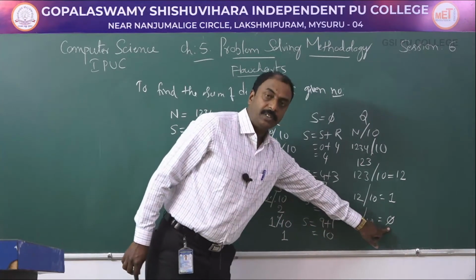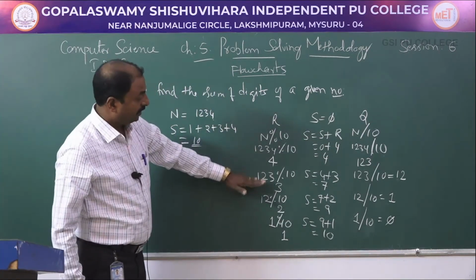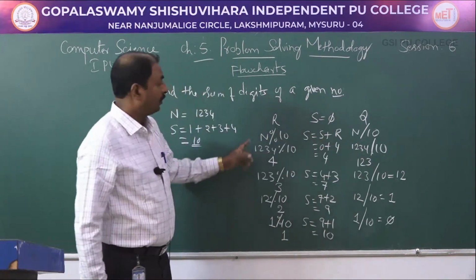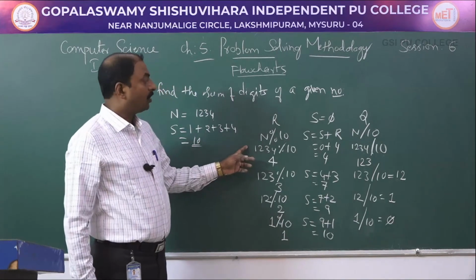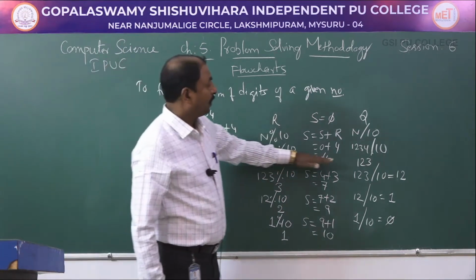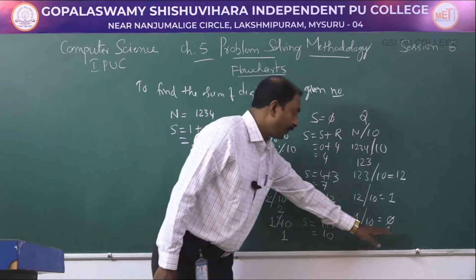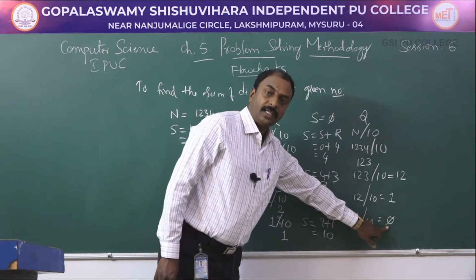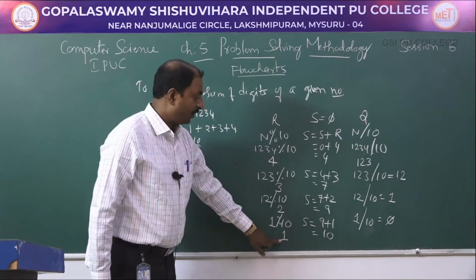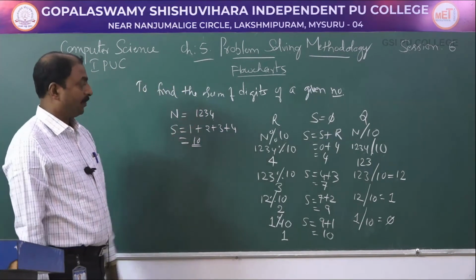That is not possible. So this process, this is one iteration, second, third and fourth iteration. These many statements are repeated a number of times. So this is called iteration or repetition of statements. We keep doing this process till we get the quotient value 0. Our number should not be less than or equal to 0. This process continues as long as the given number is greater than 0. That is the logic of this example.